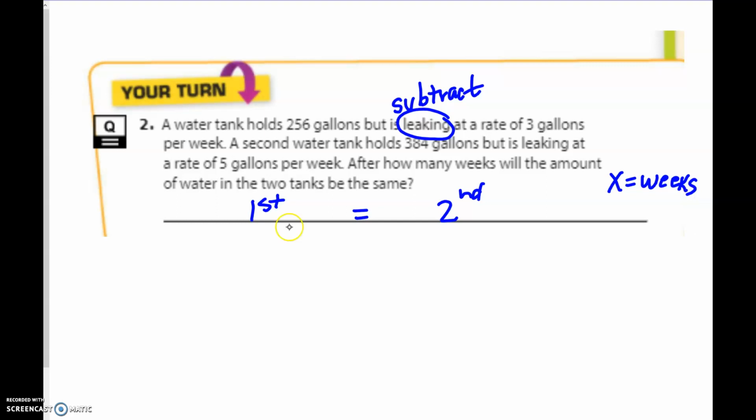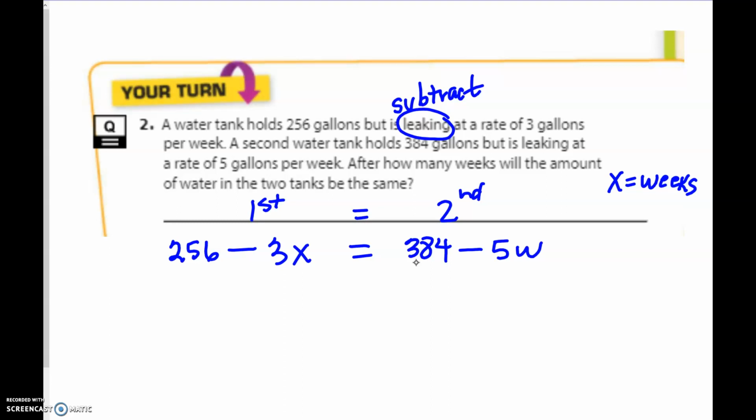The first water tank has 256 gallons in it right now, but it is leaking at 3 gallons per week. And we want to know when that is going to be the same as the other one that has 384 gallons, but this one is leaking at 5 gallons per week. So they're starting with different amounts. They're losing water at different rates. When will they be the same?